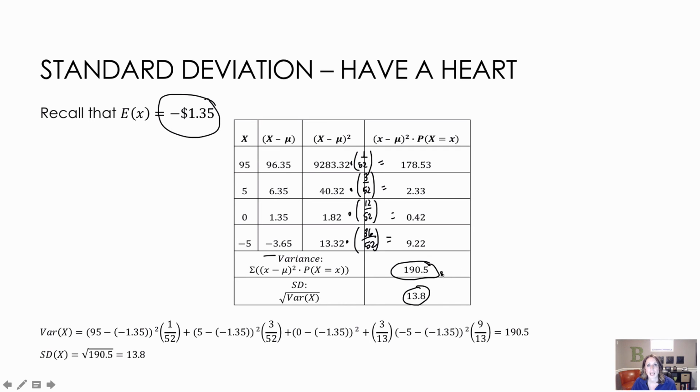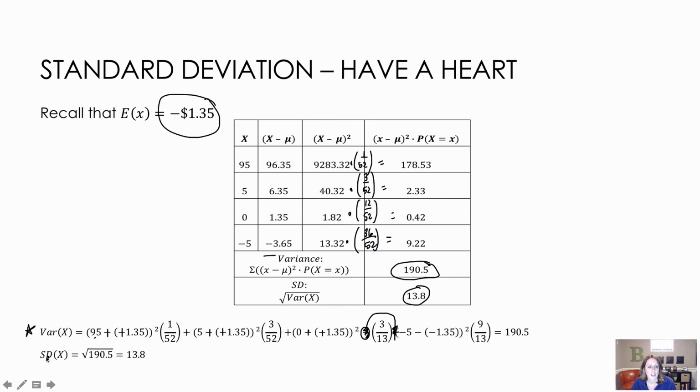Now, in this module's case study, you will have to do one of these by hand. This is probably the easier way to do it by hand. So again, let me show you what I'm doing. I'm taking the x value, which is 95. I'm subtracting negative 1.35, which we talked about before as plus, and I'm squaring it, and I'm taking it times 1/52. So that's everything I did here. I just did it all in one step. Sorry about the error. This plus should be on this side of it. So I added all of those up to find the variance. Then I found the standard deviation by taking the square root of 190.5.